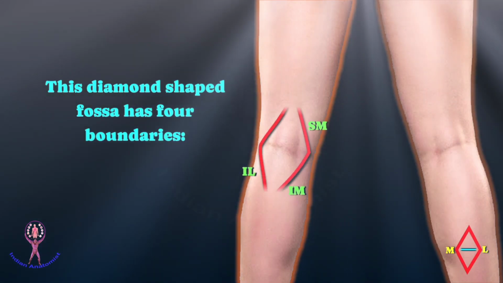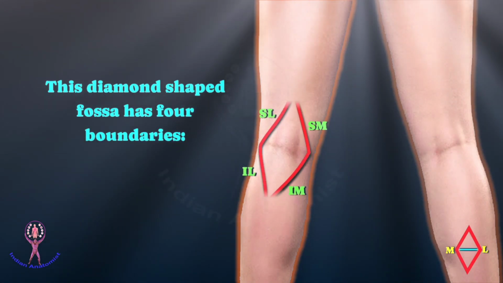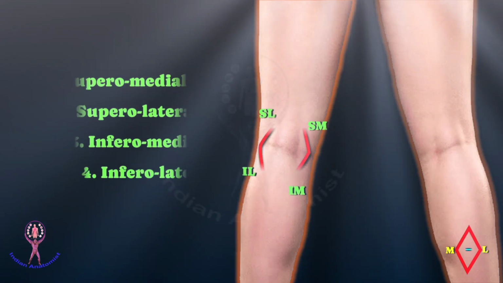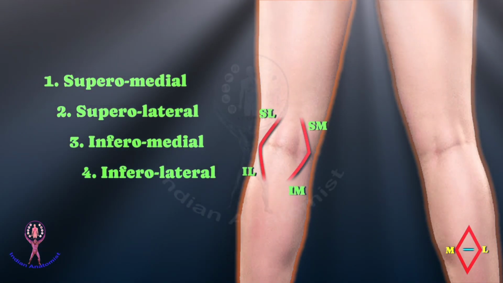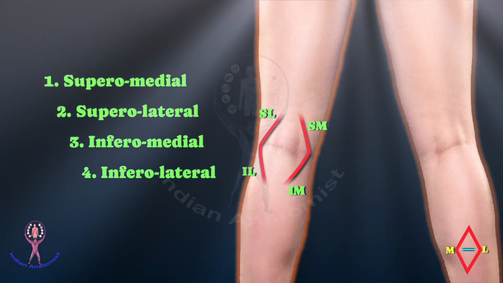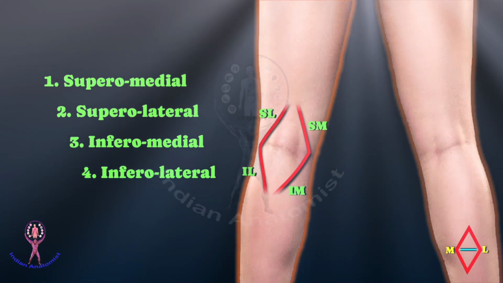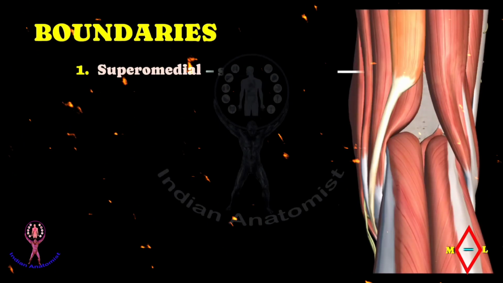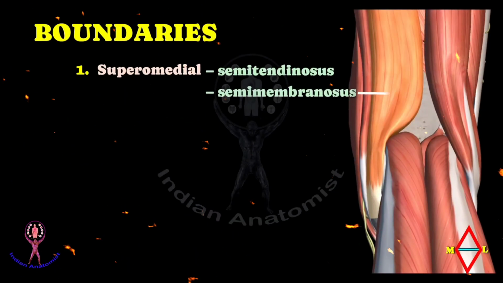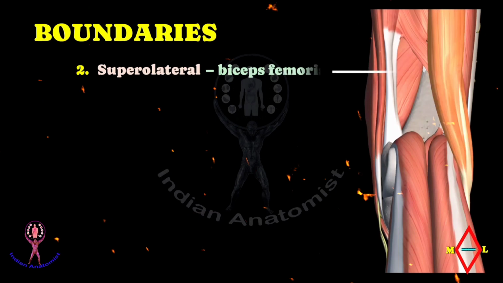Just now, I have mentioned that it's a diamond-shaped area, so it has four boundaries. They are superomedial, superolateral, inferomedial and inferolateral. What structures form the boundaries of the popliteal fossa? Superomedially, it is bounded by two muscles. They are semitendinosus and semimembranosus. Superolaterally, bounded by the biceps femoris muscle.